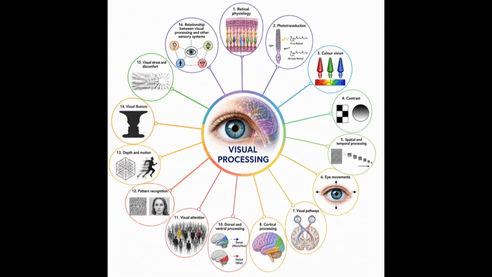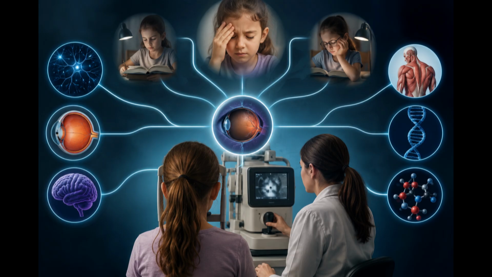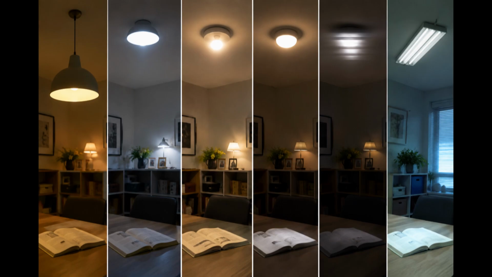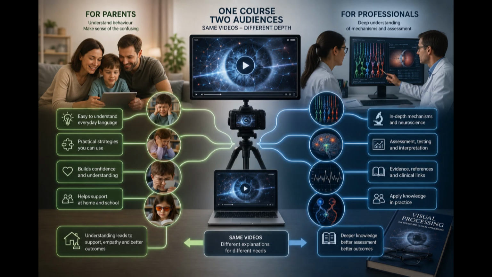We will then move from understanding to assessment. How can visual processing be examined? What can conventional optometry tell us? What might require additional investigation? How can we distinguish between different possible explanations for the same visual complaint? And finally, we will examine management: lighting, lenses, filters, contrast, the visual environment, and ways of modifying the visual stimulus reaching the individual. This course is deliberately designed for more than one audience.